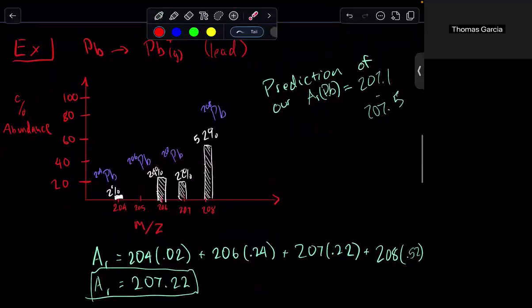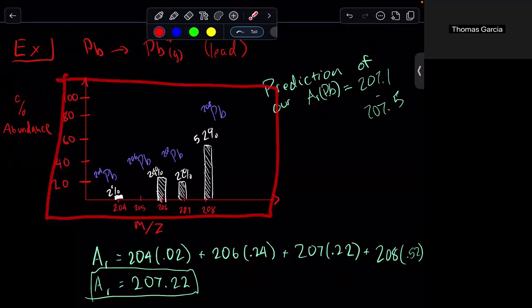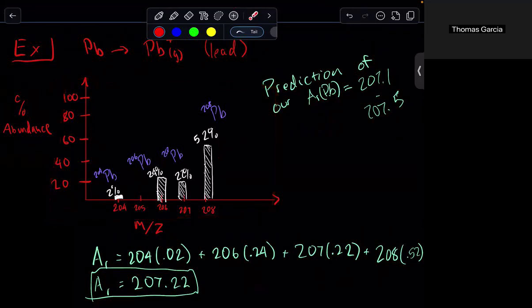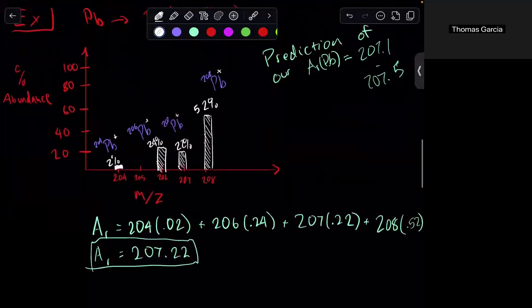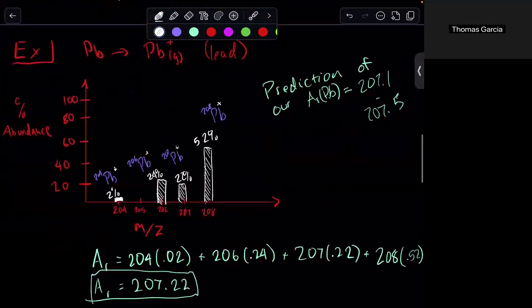So this is what mass spec is going to give you. It's going to give you a graph of the percent abundance of each isotope at its relevant mass over charge. So that's one thing that I do want to be clear on. When I write these values for lead, these are actually lead +1 ions that are being detected because our mass spec only detects ions. All right. So that's mass spec. It's pretty plain and simple.